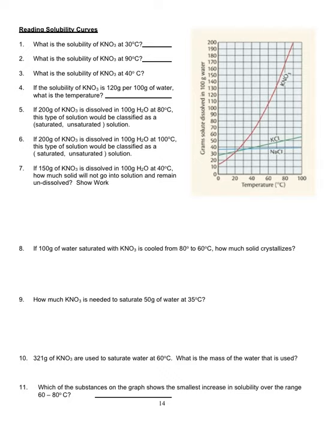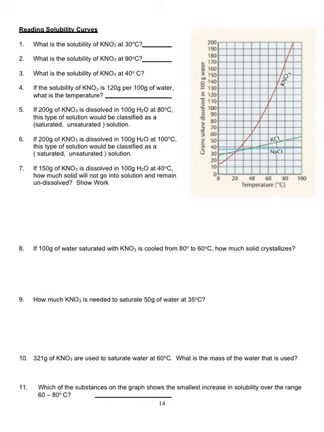Okay, so this is page 14 in your packet, and today we are looking at solubility curves. So this graph over on the right side is showing solubility curves for potassium nitrate in the red, potassium chloride in the green, and sodium chloride down in the blue.